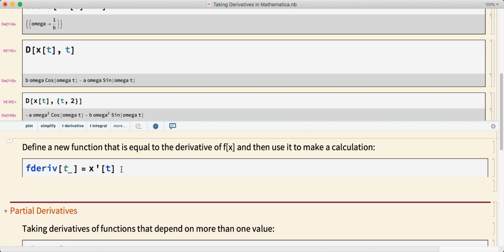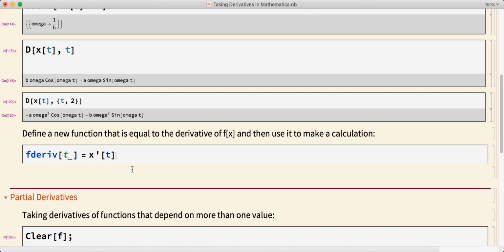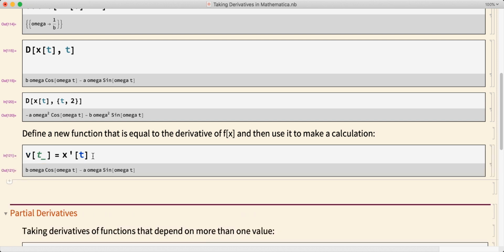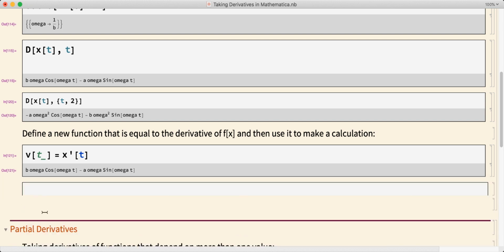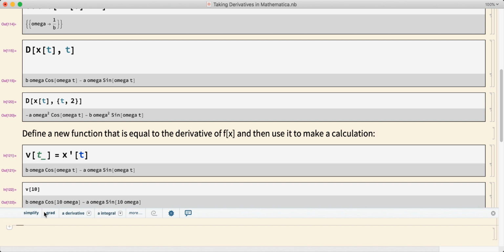Okay, and again, just like anything else, if I want to take a derivative and then maybe use that function later, I can define a function that's equal to the derivative of the function. So here I'll say, hey, we'll make this more meaningful, v of t, the derivative of x. Okay, and now I can, if I want to say, hey, what is v at a particular time? And it'll plug in 10 for t.